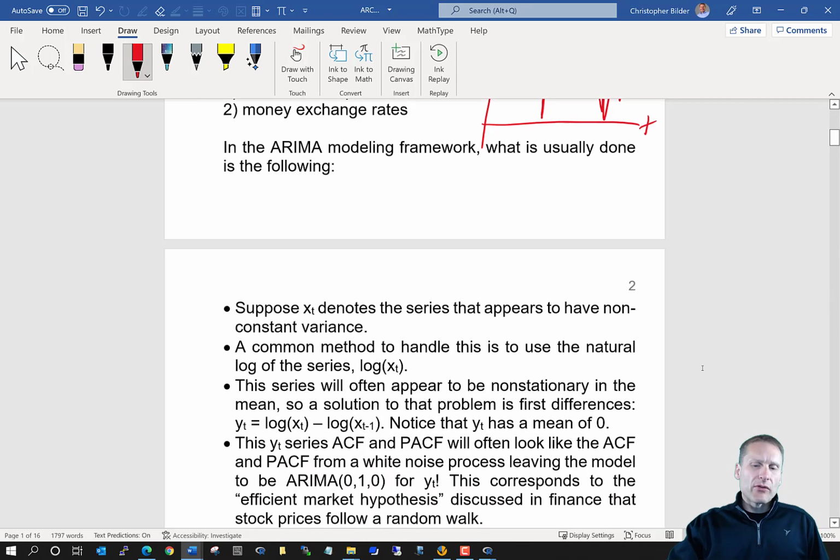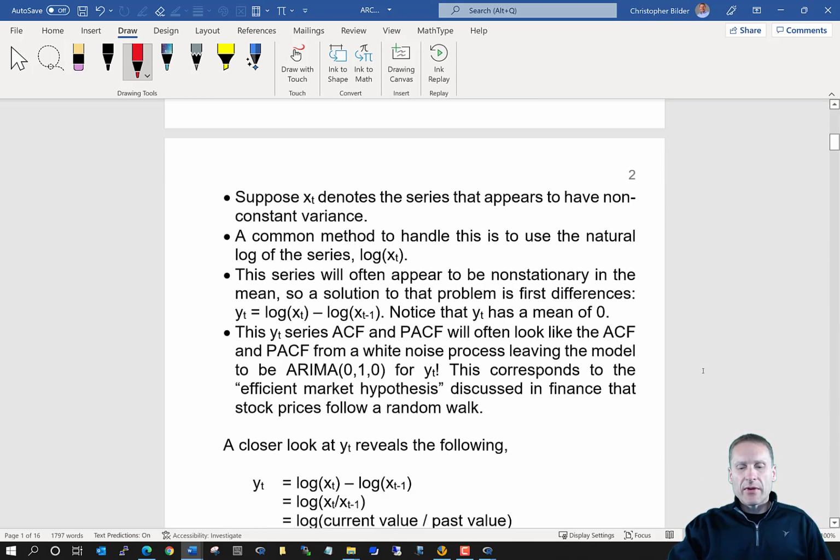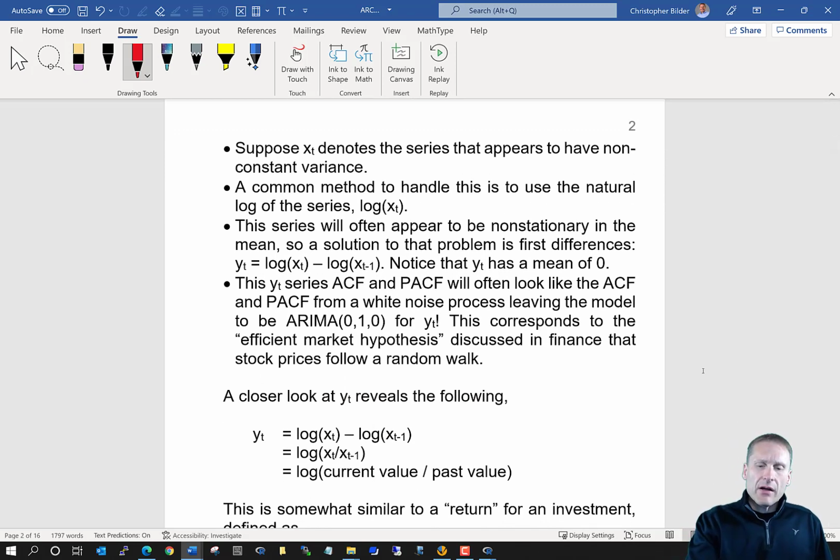Now, in terms of what we've learned so far in an ARIMA modeling framework, when we see non-stationarity in the variance, what do we typically do? Well, let's say that our time series is x of t. We will look for a transformation that helps settle down that variability that we see, so that the variance in different parts of the series is closer to one another. A very common way that one handles this is to use a natural log transformation of x of t.